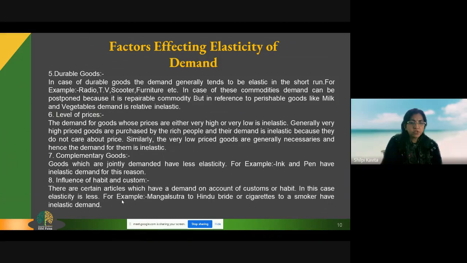Habit and custom also matter a lot. If there is a custom, you have to follow it. Even if the price, you see, in the marriages, there is a custom of giving gold to the brides. So even if the gold price is having high fluctuations, people are going to purchase and give it to their daughters. So the influence of habit and custom is also there. People who have a custom or a habit of anything have an inelastic demand because they have to do it, they are habituated to this.